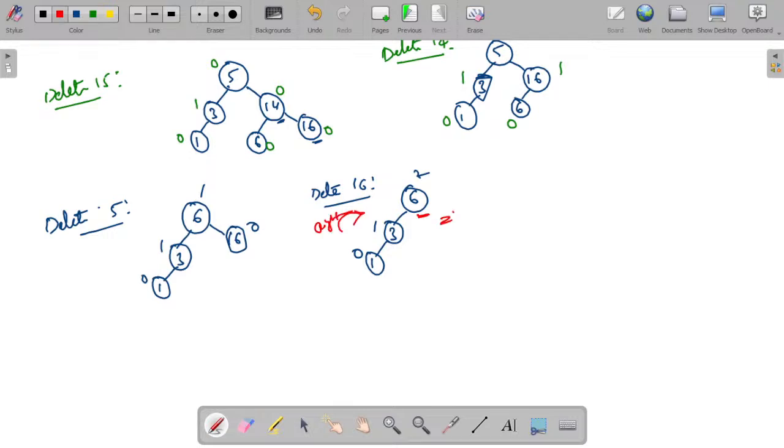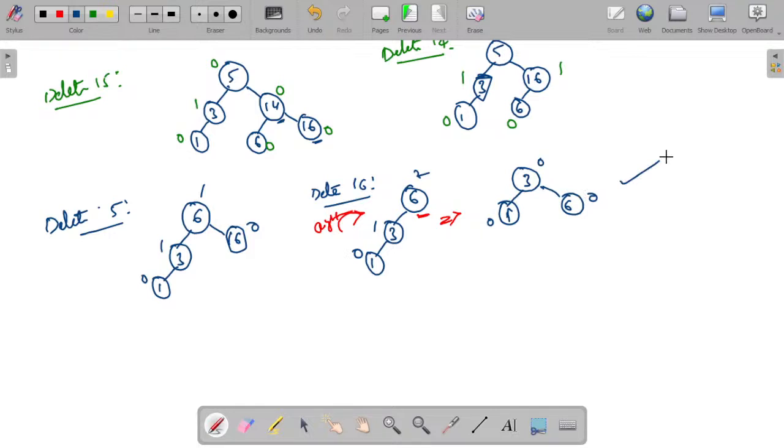Okay. And after right rotation, the tree would change into this. So 3 becomes the root node, 6 goes right child and 1 goes left child. Now the balance factors are 0, 0, 0. This is a perfect AVL tree. I hope you have understood the deletion operation.